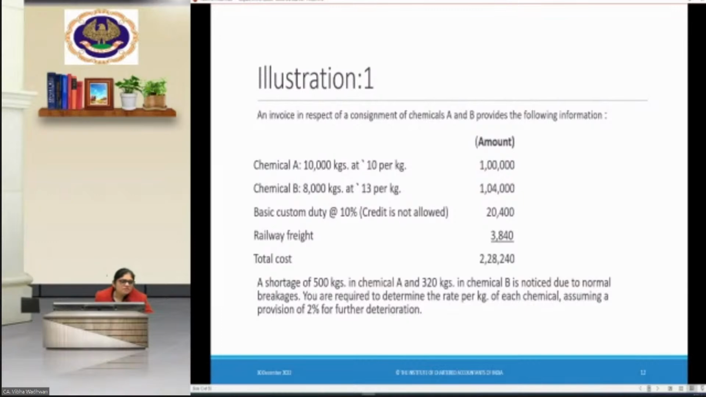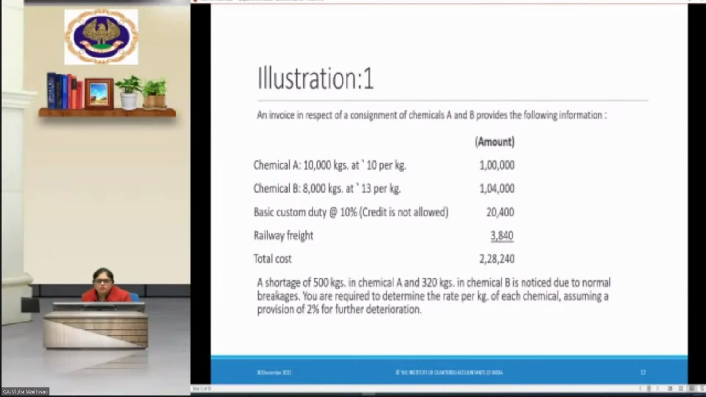Insurance charges will be added. Insurance charges will be added for protection. All right, so let us move to this question. This is an invoice: chemical A, 1 lakh; chemical B, 1,04,000; basic custom duty, credit is not allowed; railway freight and the total cost.